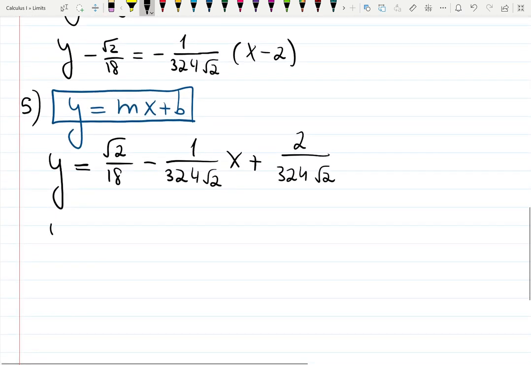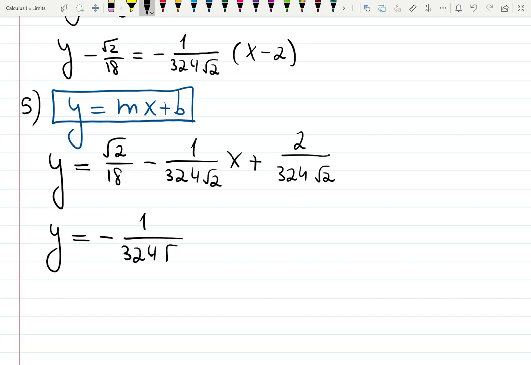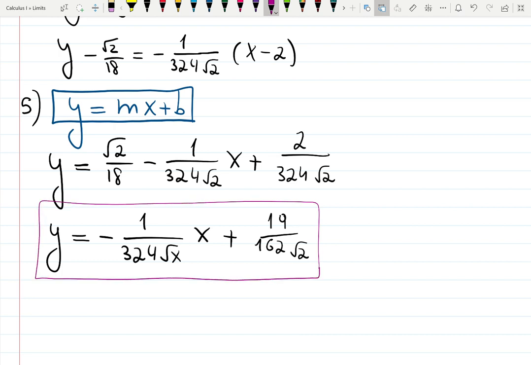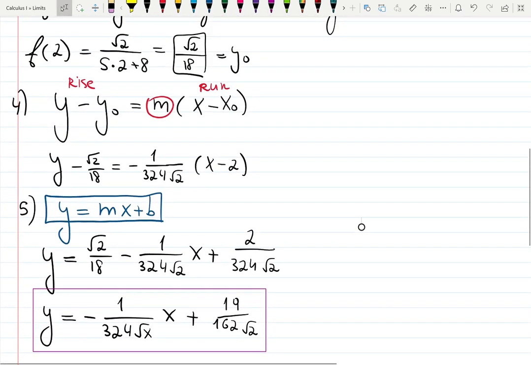And now collect the terms. Y equals minus, so that means I have negative slope. Now it's very visual, times x. And kind of you're supposed to create the common denominator here. So let me calculate. I have calculated and I got that it should be 19 over 162 square root of 2. And that is the final answer for the equation of a tangent line to the given function at the given point using quotient rule.